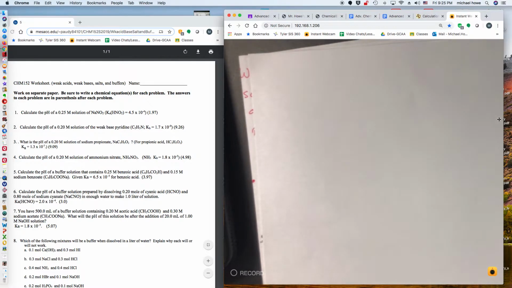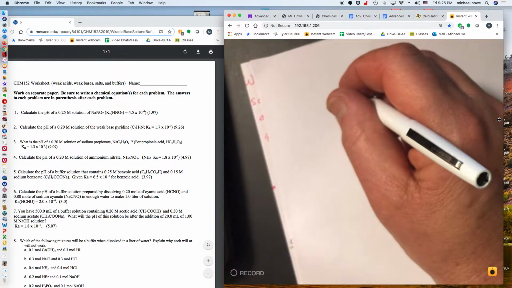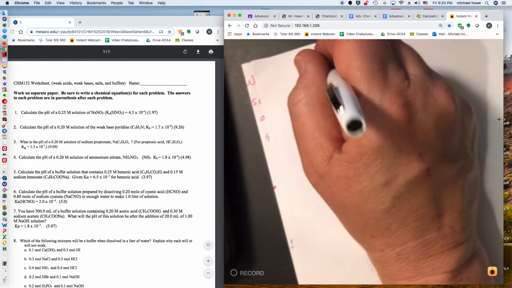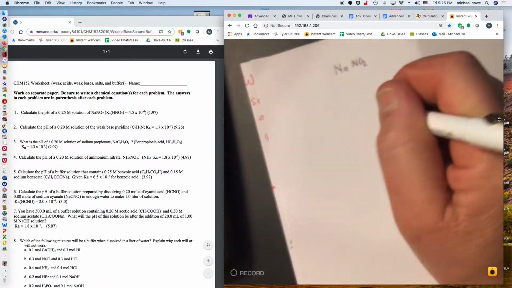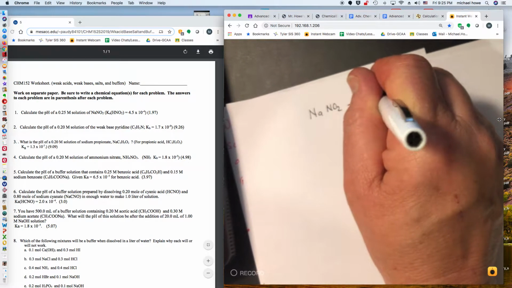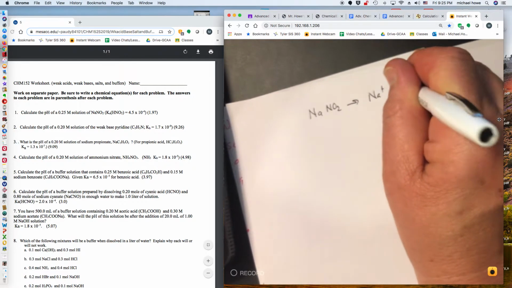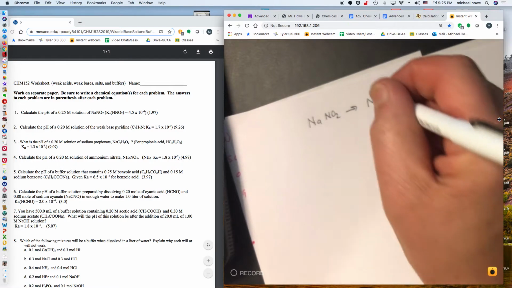All right, there we go. So we're looking at the first question. You have the pH of a 0.25 molar solution of sodium nitrite, and it's going to come apart like this: Na+ and NO2-. And these are both aqueous.